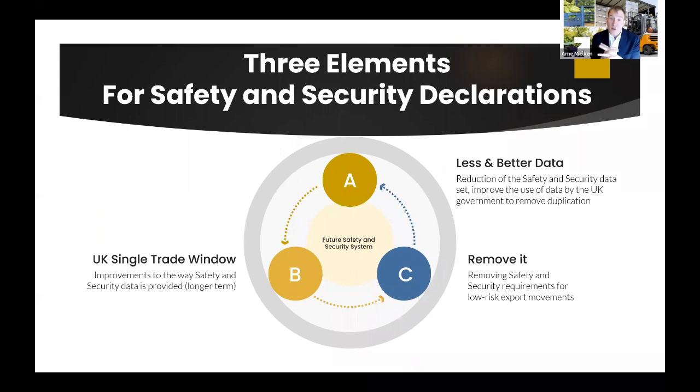In a nutshell, there are 3 key elements that I would point out for safety and security declarations. The first one is that we are going to make good use of data. That means first, we're going to require less data, and secondly, better data. We want to reduce the amount of data required for the safety and security declarations, and we want to improve the service by removing duplicates. Well, that's pretty good, right?